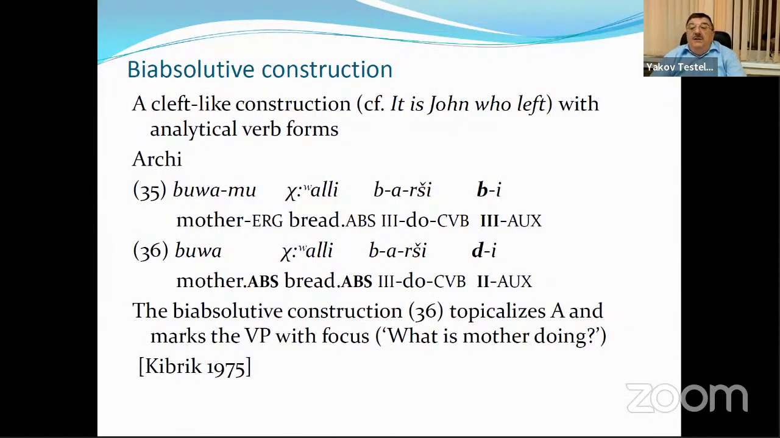In the second example, buva hvali barshi di, it's a biabsolutive construction. Mother is an absolutive, like bread is an absolutive. Barshi agrees with bread, with the internal absolutive, and D agrees with the external absolutive, with the subject mother. There are many works on biabsolutive construction in various East Caucasian languages. In fact, it would deserve a separate lecture. The biabsolutive construction topicalizes A and marks the VP with focus. According to Alexander Kibrik, it is something like an answer to the question, what is mother doing? So hvali barshi, baking bread, is in the focus in this case.